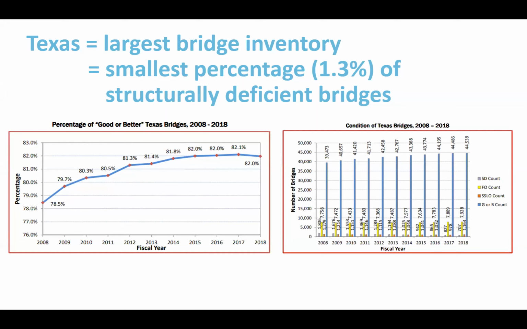Again, 1.3% in Texas. So pat yourselves on the back if you're in the bridge industry in Texas, because TxDOT has done a great job of maintaining the bridges. Doesn't mean we have to let our guard down. We still need to maintain them, still need to inspect them, still need to take care of all the bridges. They're only going to get older. But if you compare us to the rest of the country, we're doing quite well with bridges.